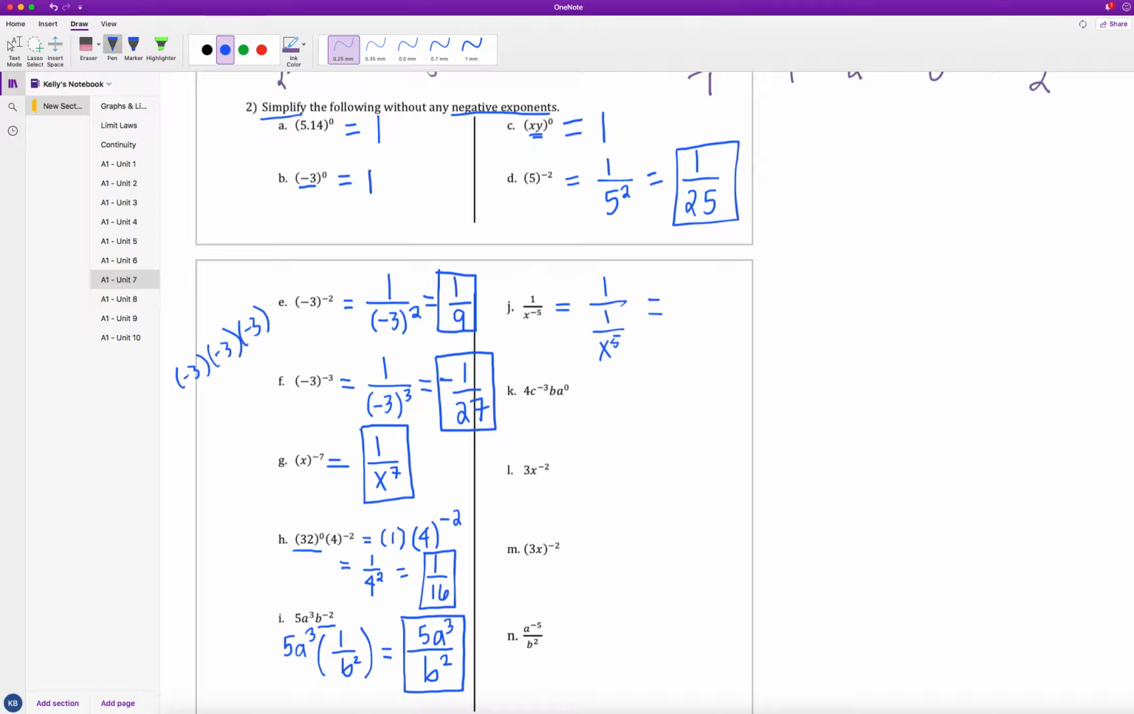From here, we have gotten rid of all the negative exponents, but this is really, really messy. So we want to rewrite this so that we just have one fraction instead of a number divided by a fraction.